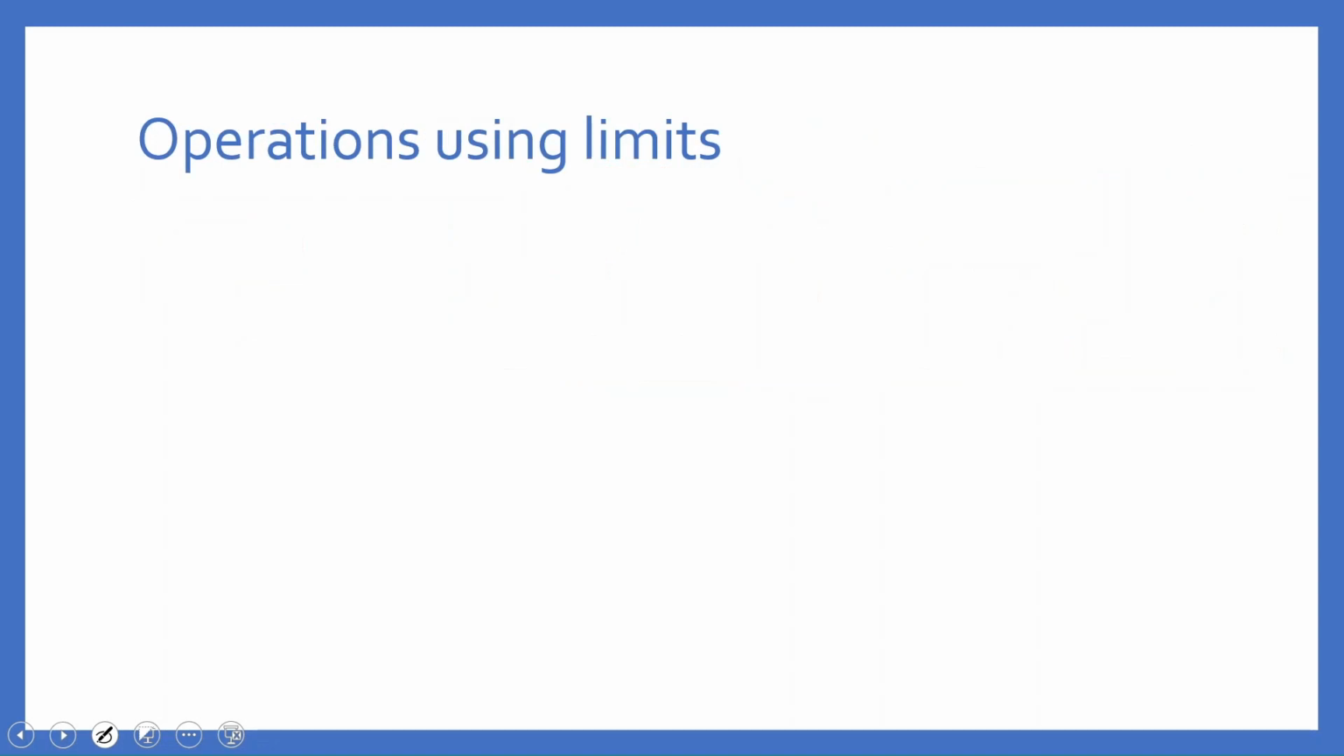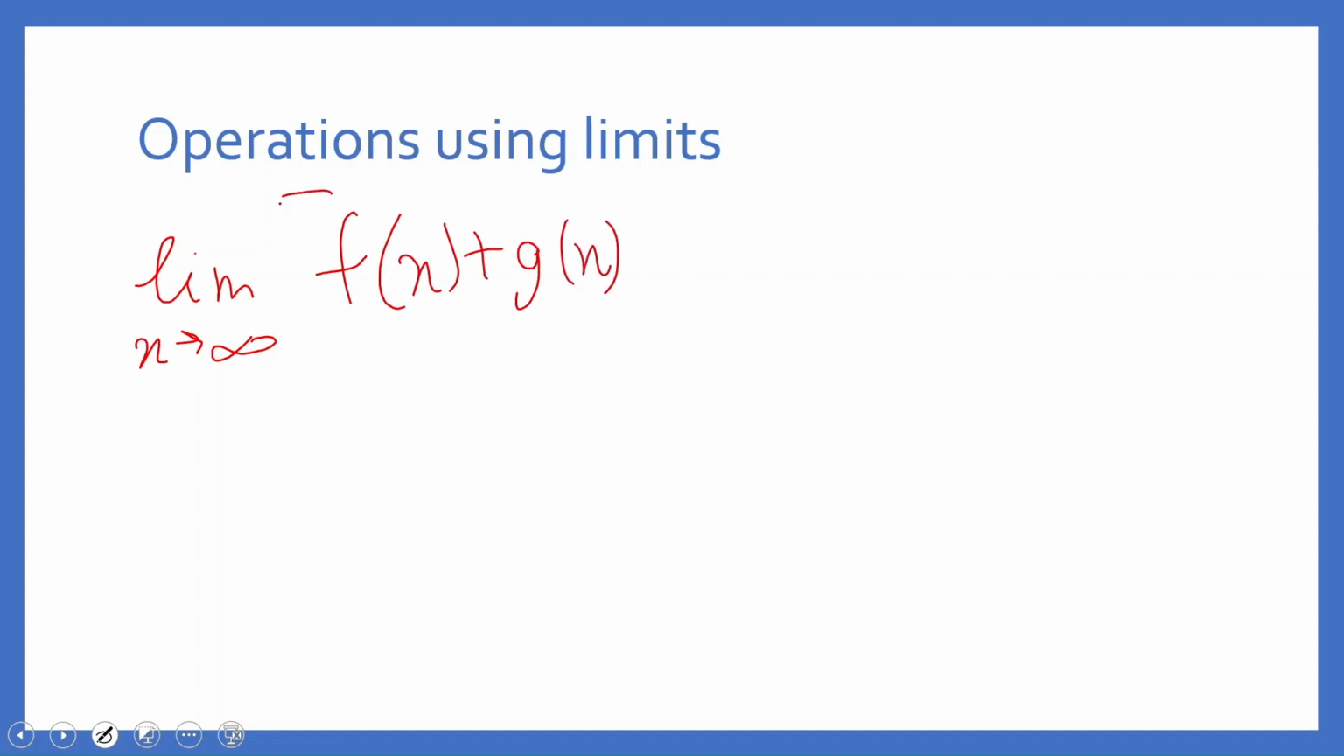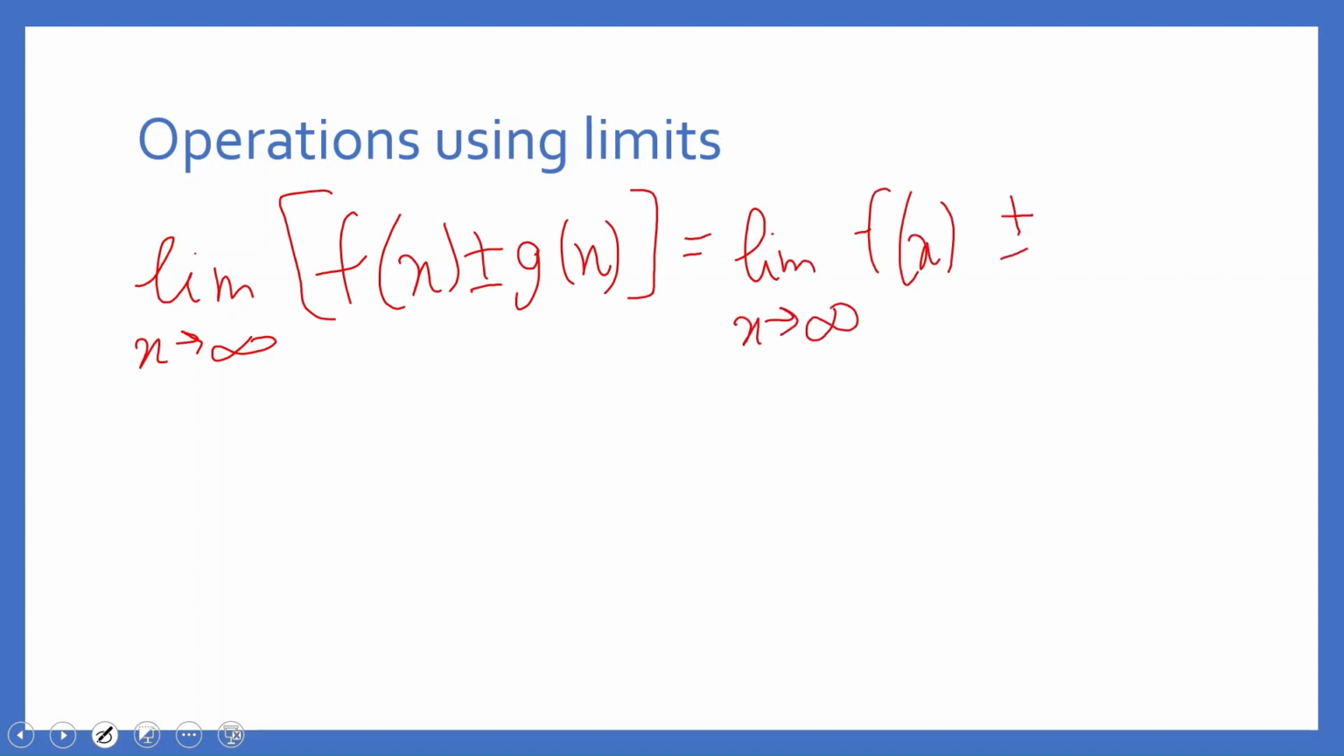So I'm just going to use f of x and g of x as the functions. If they have something like the limit as x approaches infinity of f of x plus or minus g of x, I can just write this as the limit as x approaches infinity of f of x plus or minus the limit as x approaches infinity of g of x. So essentially, we can separate them.